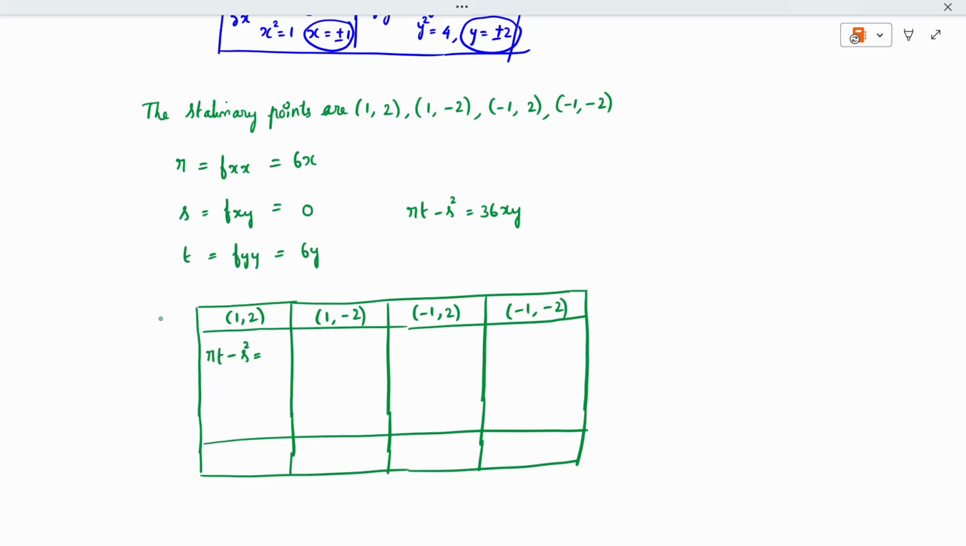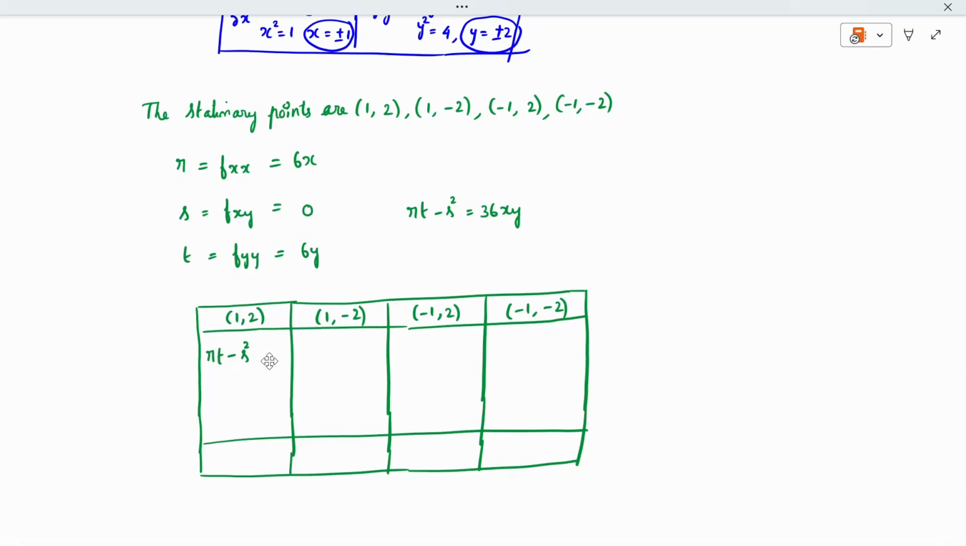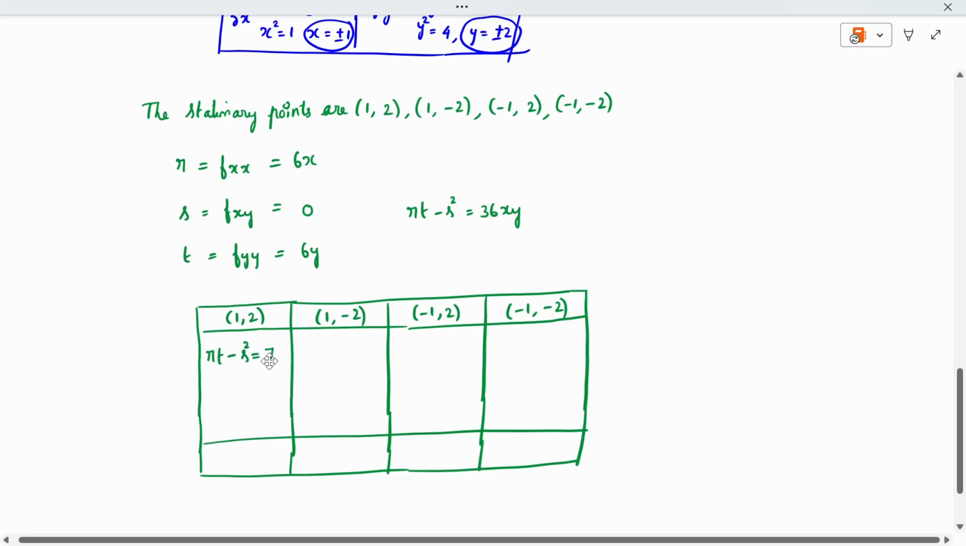So 36, when I put 1 and 2, it is 2 times, so 36 into 2. It is positive, it is greater than 0. Only that you write, that is enough. So for rt minus s squared, I will write directly 72, so it is greater than 0. Like this I will write.